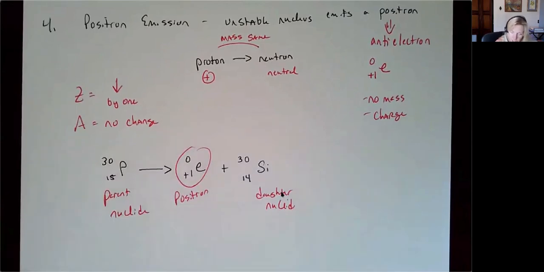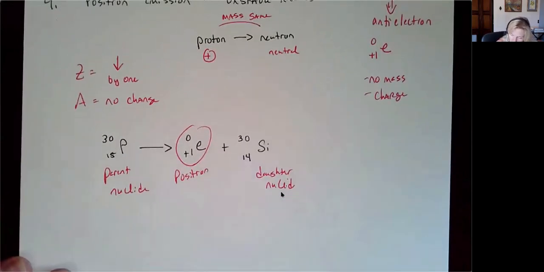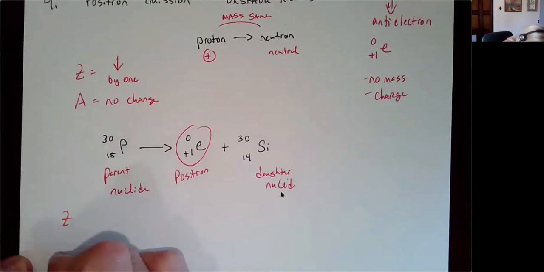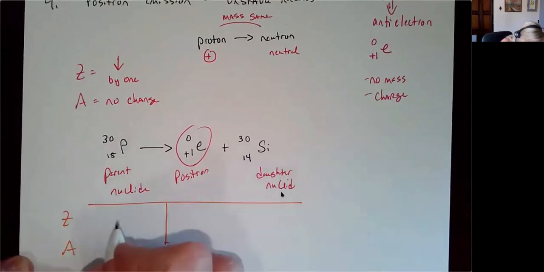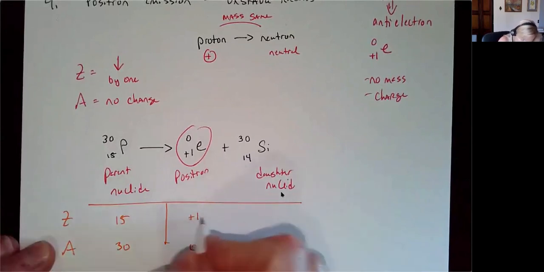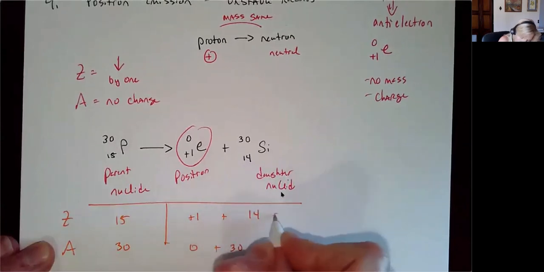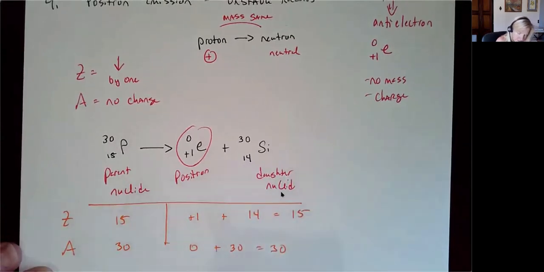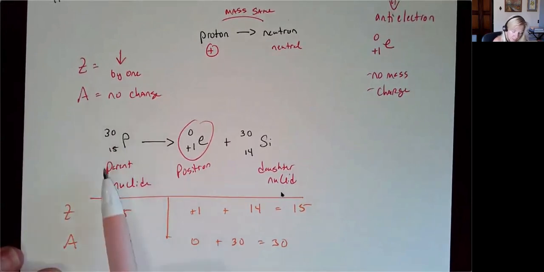If I want to do my check here, I can do my Z and my A. I have 15 and 30. This didn't change, so I still have 30. Here I have plus 1 plus 14, so that's going to give me 15. So my atomic number and my mass number between my reactants and my products have remained the same.